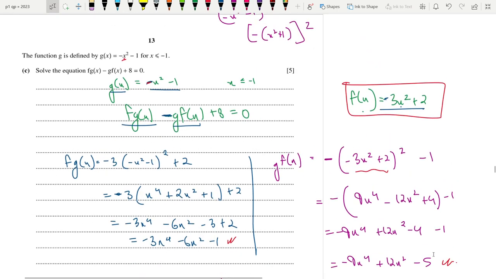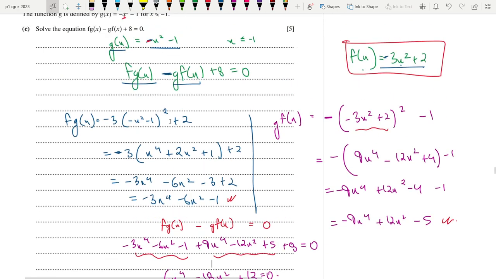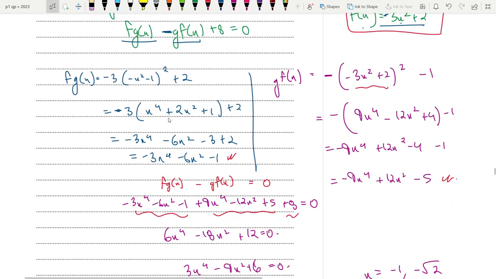Now, we want to solve fgx minus gfx plus 8 equals to 0. Let's do it. So fgx, this part, minus gfx, this part, is equal to 0. Three x to the power 4 minus 6x squared minus 1. Oh, and there is also a plus 8. My bad. I was wondering where it came from.